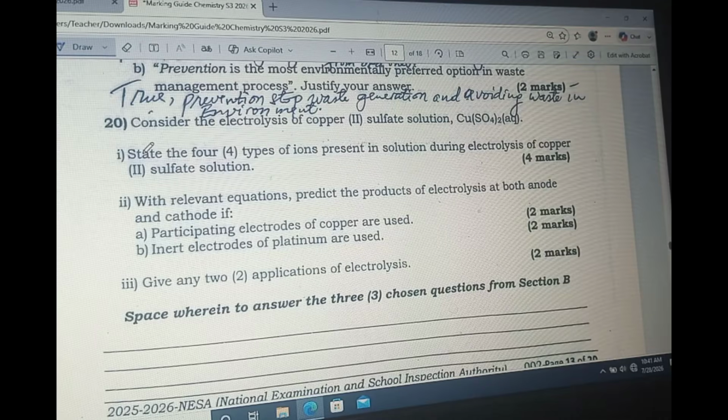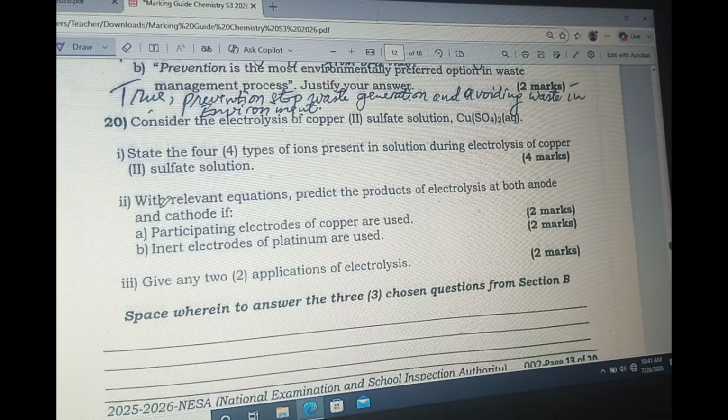Let's continue to question 20. Consider the electrolysis of copper(II) sulfate solution. I. State the four types of ions present in the solution during electrolysis of copper(II) sulfate solution. Those ions are copper(II) ion, sulfate ion, hydrogen ion, and hydroxide ion.